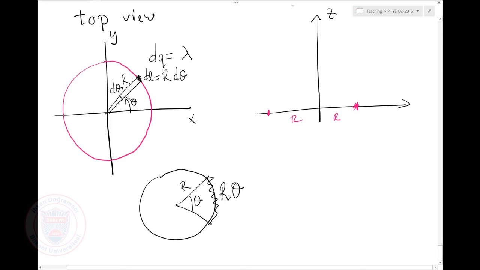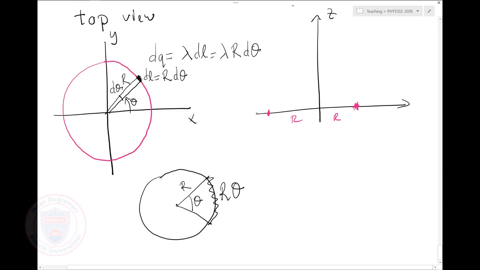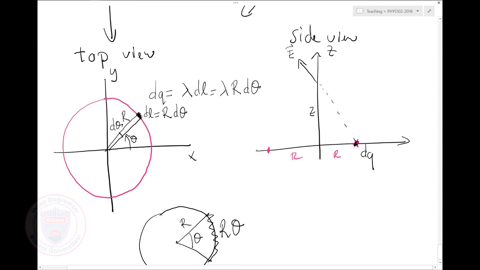It works. 2 pi times r is the total circumference. So once again, what's the length of this small section? The angle it sees is d theta. So the length of that section is r times d theta. How much charge is there in this small section? Lambda times dl, which is lambda times r times d theta. Okay? Good. Now, that I've calculated the charge there, I'm looking at the same system from the side, I know what kind of electric field this dq will create here. It will create an electric field like this. Right? This is going to be z, and this is going to be r.